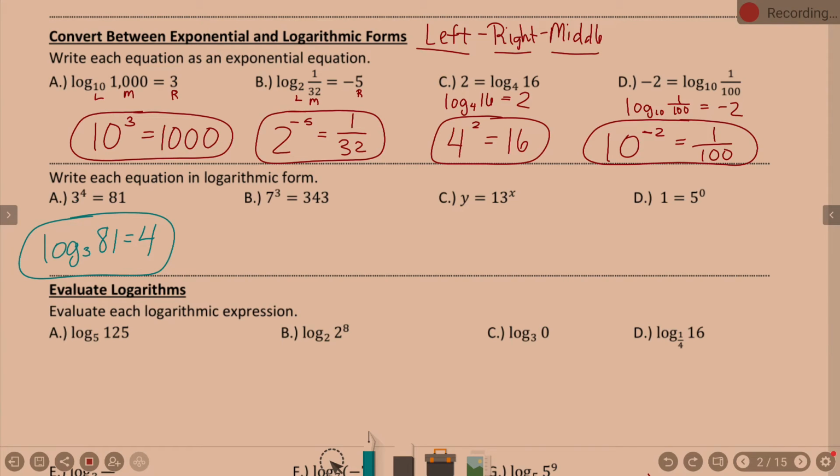Okay, that was A. Landon, what about B? I got log base 7, 343. Okay. Log base 7 of 343 equals 3. Check your left, right, middle. 7 to the 3rd equals 343. It checks. I kept my base of 7. I switched my 3 and 343.